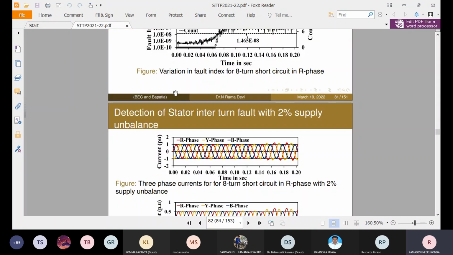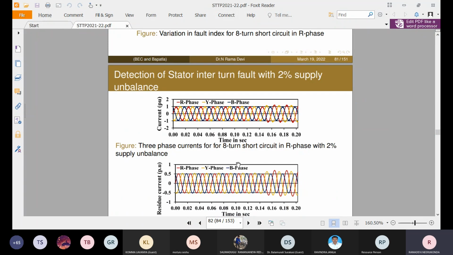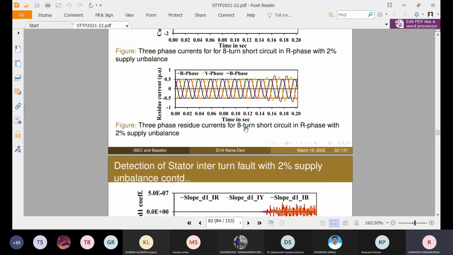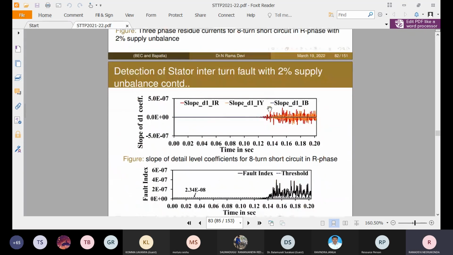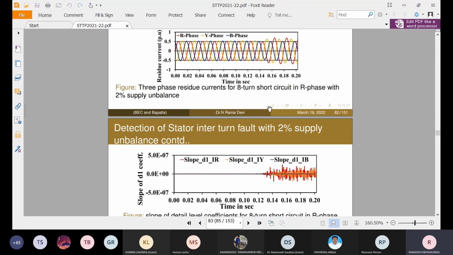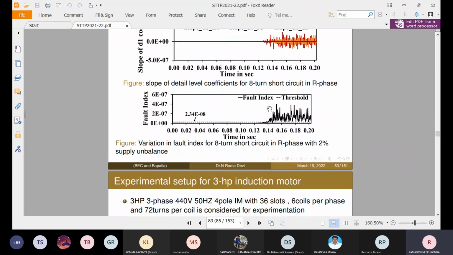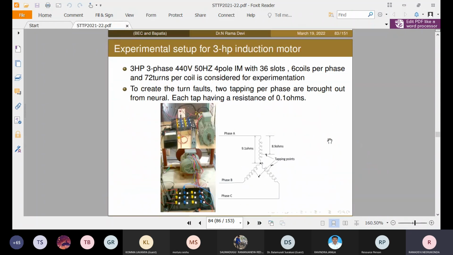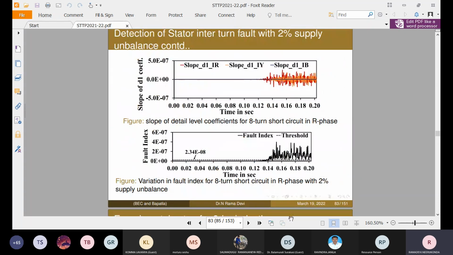Whether the algorithm still identifies the fault with 2% supply unbalance or not, we have to check with the help of these conditions. So this is another case: 8-turn short circuit in R phase with 2% supply unbalance. Even though the supply is unbalanced, the system identifies the fault. So these are the simulated results.